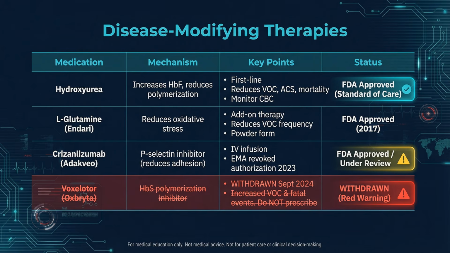L-glutamine, or Endari, is an add-on therapy that reduces oxidative stress and has been shown to reduce the frequency of pain crises. Crizanlizumab, or Adakveo, is a P-selectin inhibitor that reduces cell adhesion. It is still FDA-approved, but its authorization was revoked in Europe in 2023, so it is currently under scrutiny. And finally, a major update regarding Voxelotor or Oxbryta. This drug was voluntarily withdrawn worldwide by the manufacturer in September 2024 after post-marketing data showed an increase in vaso-occlusive events and fatal outcomes. It is critical that you do not prescribe this medication.